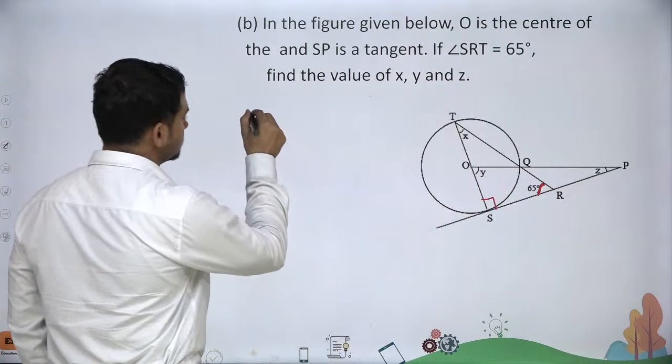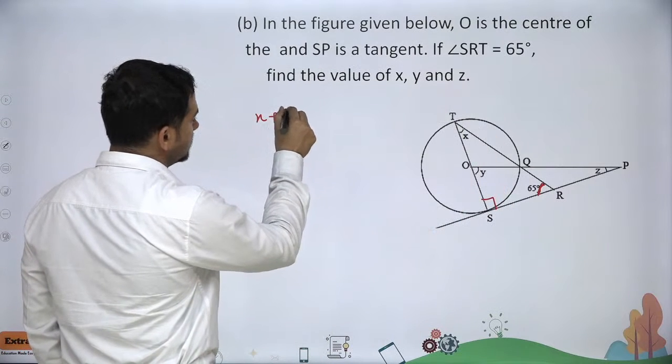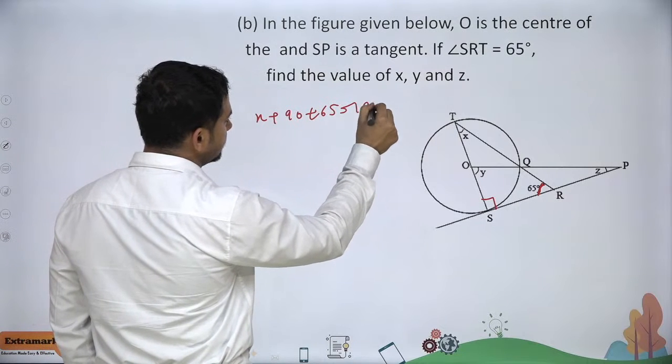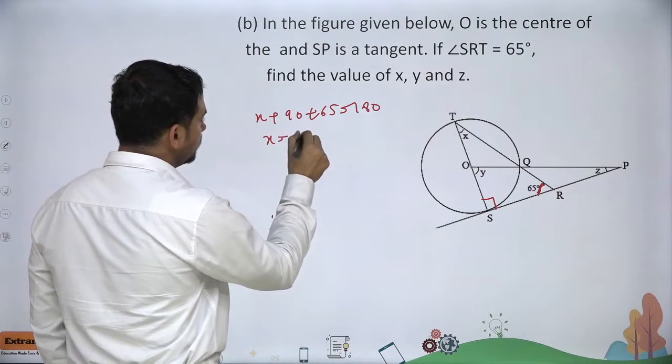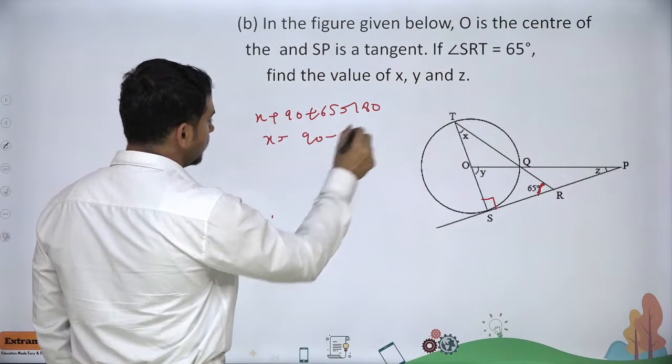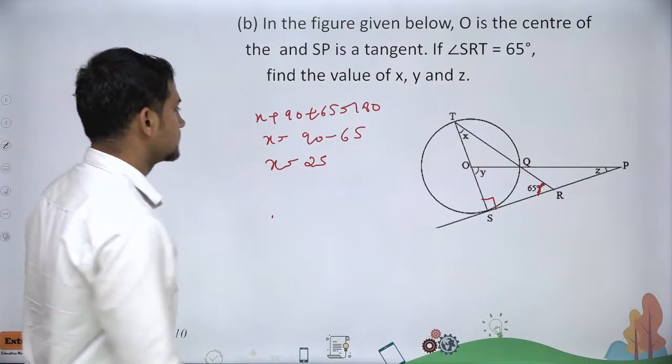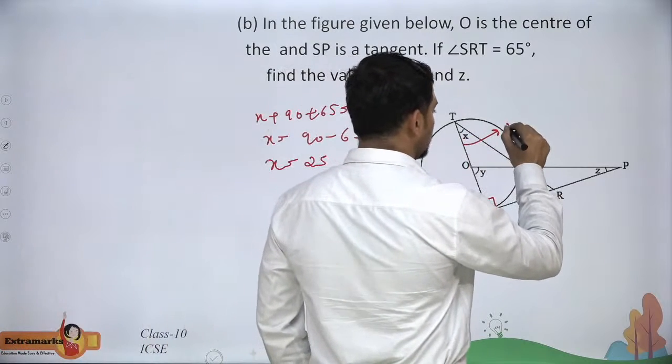So what will be the angle x? First of all we have to find angle x. x plus 90 plus 65 is equal to 180 degrees. Then x should be equal to 90 minus 65. Then what is the value of x? x should be equal to 25 degrees.